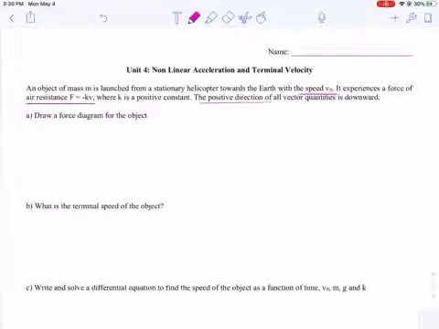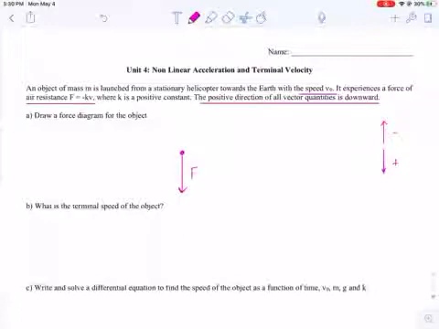The positive direction of all vector quantities is downward. Now this is the reverse of what we usually see. We usually set downward as negative, but here they're telling us that it's positive and that upward is negative. The first question is to draw a force diagram for the object.